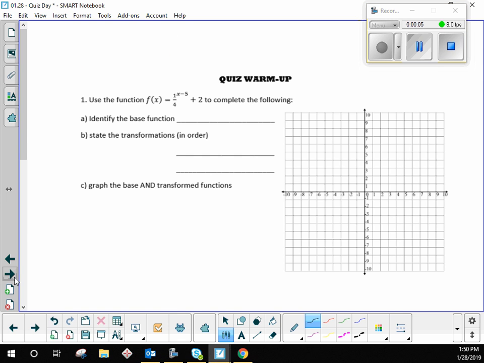Okay, a few things about this first problem. The function is (1/4)^(x-5) + 2. So a few things about exponential functions. When we did parent graphs before, we had the very basic equation, and when it changed, it just shifted or went up and down or whatever.